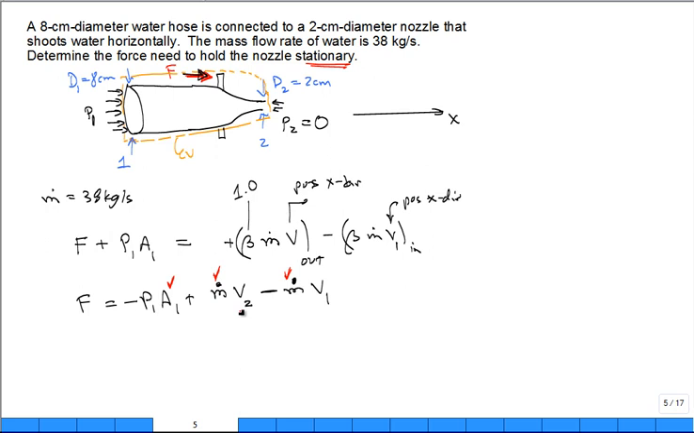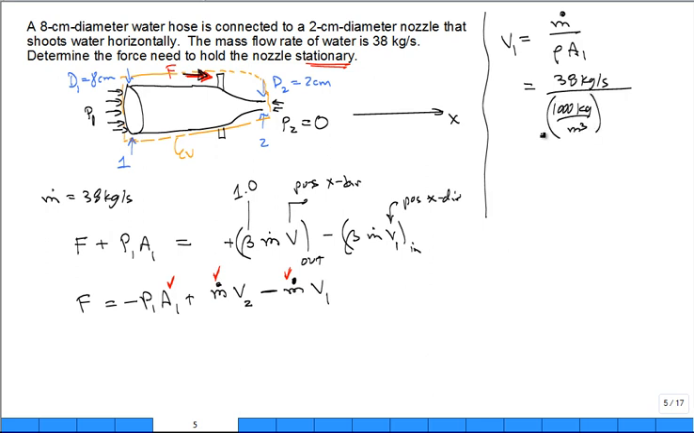How about V1 and V2? I'll have to work to get those velocities as well. So let's just do some work on the side. What is V1? Is it the mass flow rate divided by rho A1? And then we substitute numbers: 38 kilograms per second, 1,000 kilograms per meter cubed, the diameter 1.08 meters, squared, pi d squared over 4. And then we get a value for V1, true?